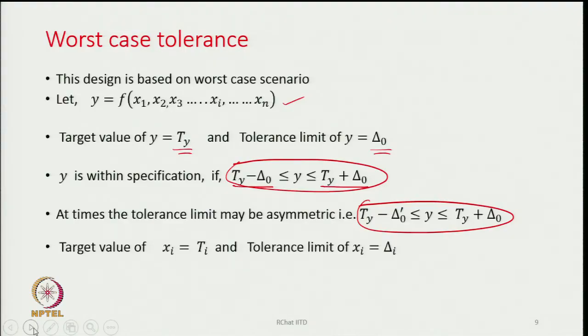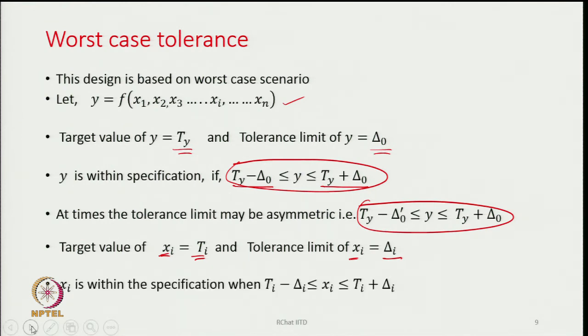So, the target value of x_i is T_i and the tolerance limit of x_i is delta_i, and x_i is within specification when x_i remains in this range: T_i minus delta_i is less than x_i, which is less than T_i plus delta_i.